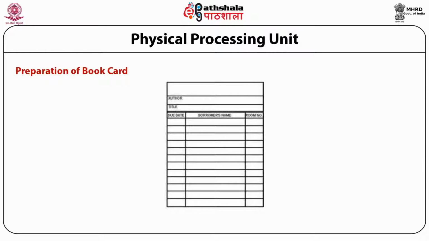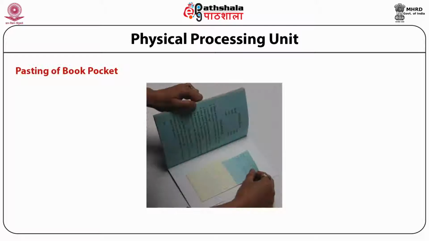Book card is a printed card of 5 into 3 inches in size with the name of the library along with headings for writing author, title, accession number, call number, date of issue and return of the book. Book pocket for inserting the book card is pasted on the inner side of the front or back cardboard cover of the book.